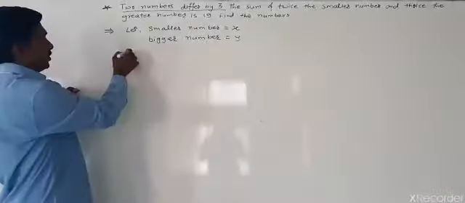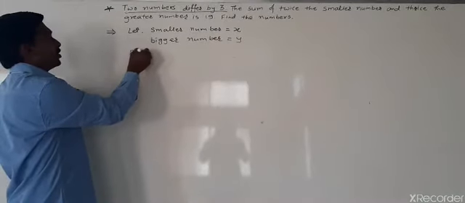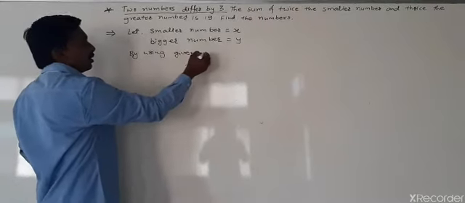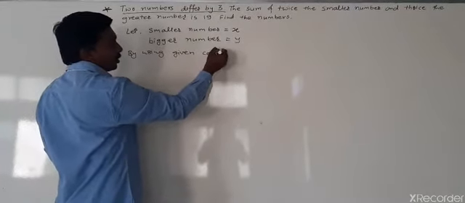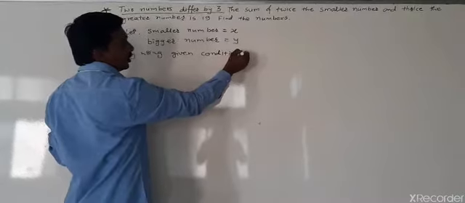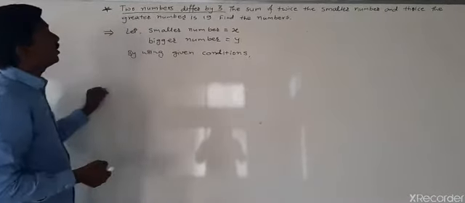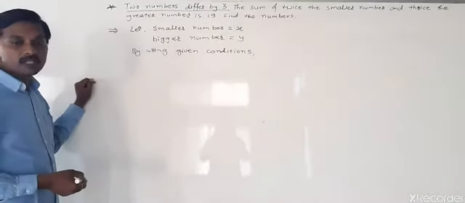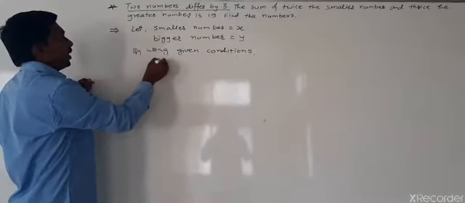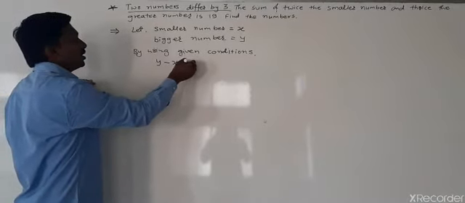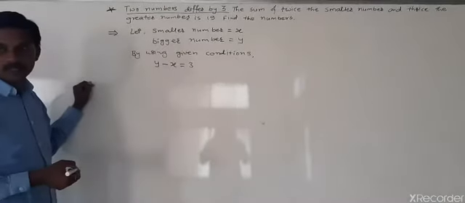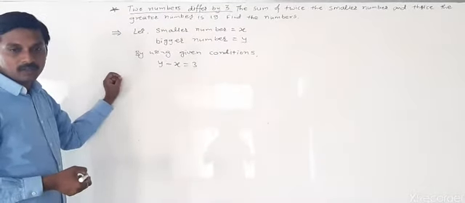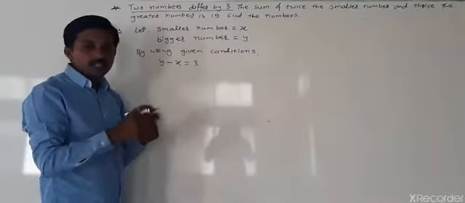So the first equation we can write by using the given conditions. The first condition is two numbers differ by 3. The difference between the two numbers is 3, so you can write here y minus x is equal to 3. That is the first linear equation in two variables. This is very important, how to frame the equation. Once we frame the equation, then it is very easy to simplify it.